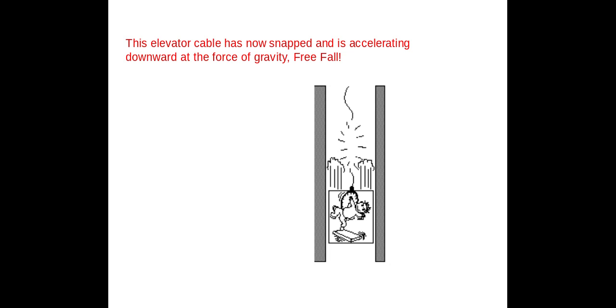And what if the cable breaks on the elevator? Well, now you're in free fall. Everything inside the elevator is in free fall. It's all accelerating downward at 9.8 meters per second squared. So this is what we think of as a weightless situation. We cannot press on the scale. The scale can't press on the floor of the elevator, so you can't actually create any sensation of weight.